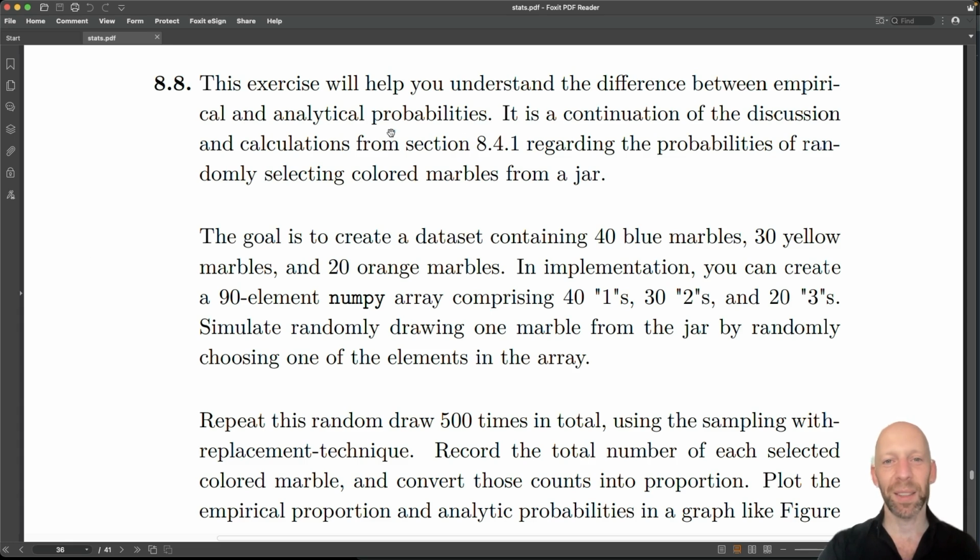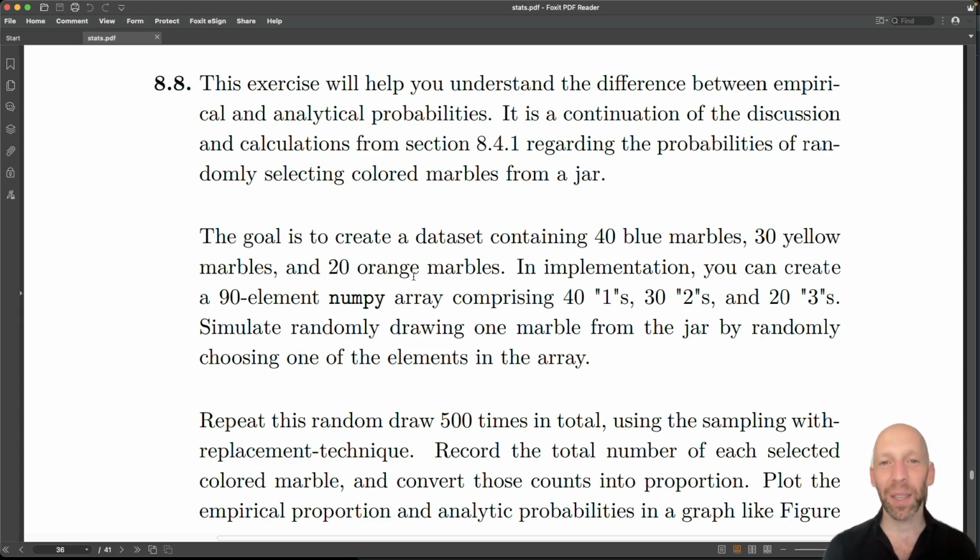Okay, so this is continuing along a discussion from earlier in this chapter about putting different colored marbles in a jar and randomly picking different marbles, and what is the probability of picking a red marble or a green marble. It was yellow, and wait, what were the colors again? It was blue, yellow, and orange marbles. Okay, there you go.